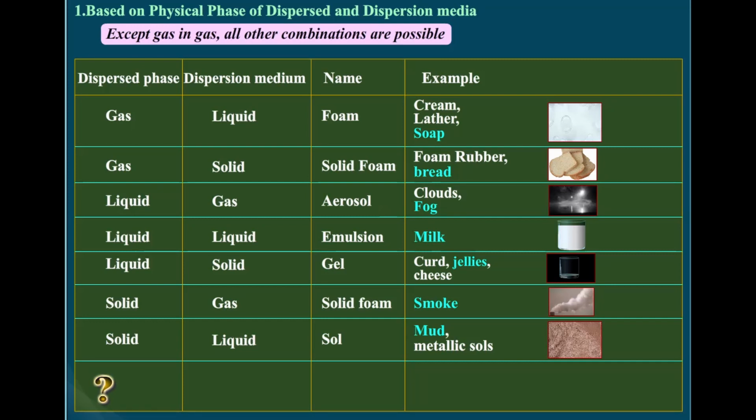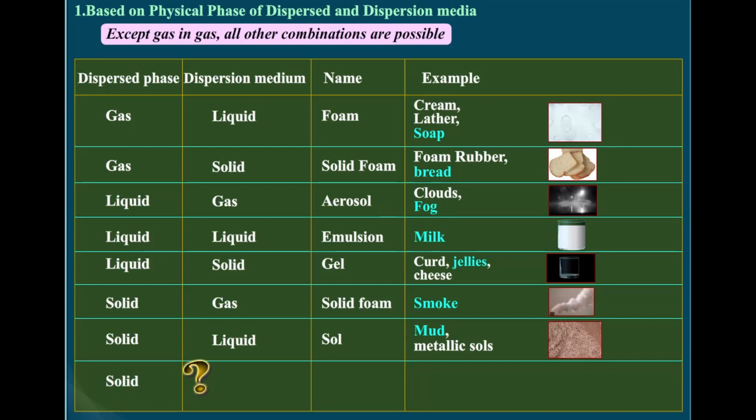There was a question in the board exam: what is the dispersed phase and dispersion medium in paint? So you have to learn the examples properly. Paint is not given in my presentation, but in your textbook there is paint and also cell fluids.